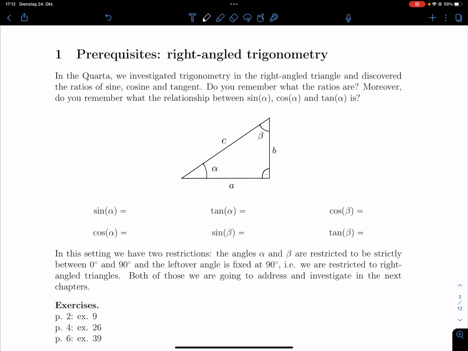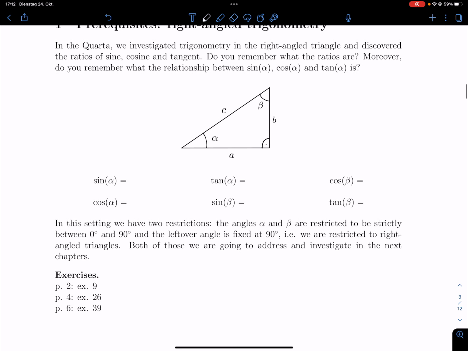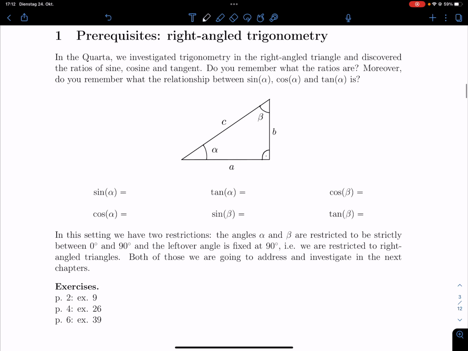You should still know about right-angled trigonometry. And in this setup here, you should remember that, for instance, sine of a particular angle is opposite over hypotenuse. So I'm just going to fill this out here. Sine of alpha is going to be b over c. Tangent of alpha is opposite over adjacent, so here b over a.